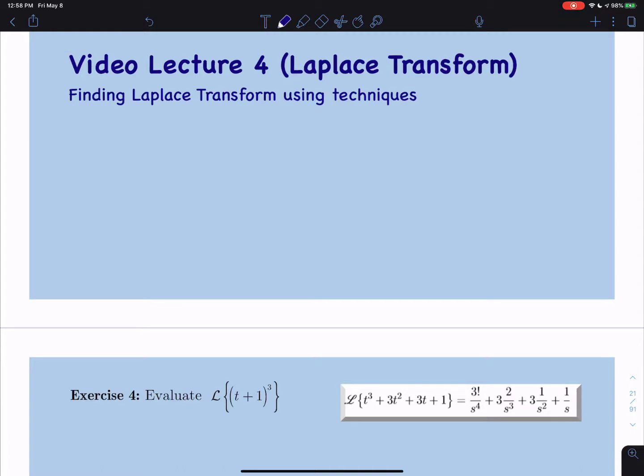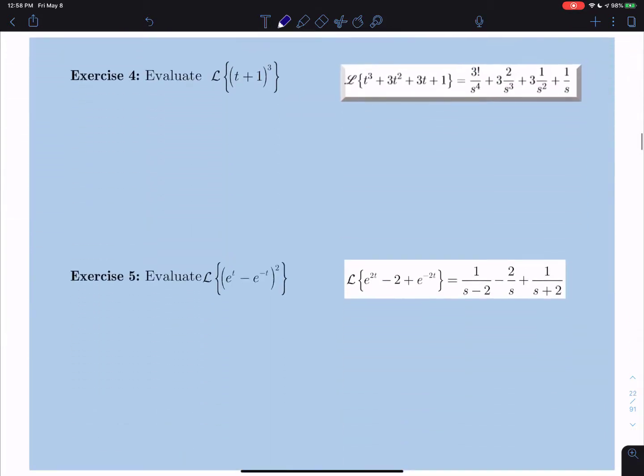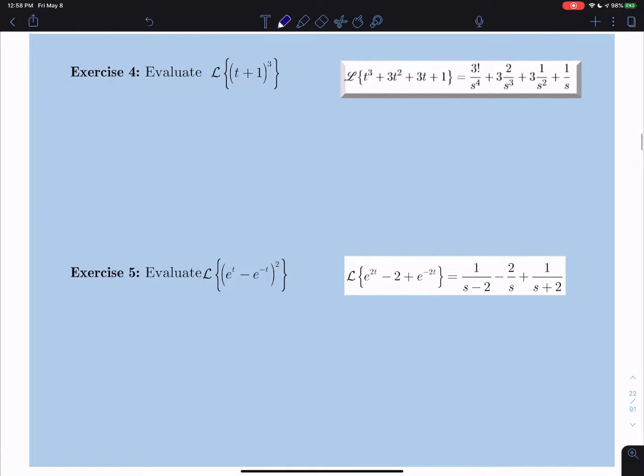Today we'll be working on finding Laplace Transform using techniques, not necessarily using the definition. So let's see how that's going to play out. I've given you a couple of examples here. Let's look at having to take the Laplace Transform of (t + 1) to the third power.